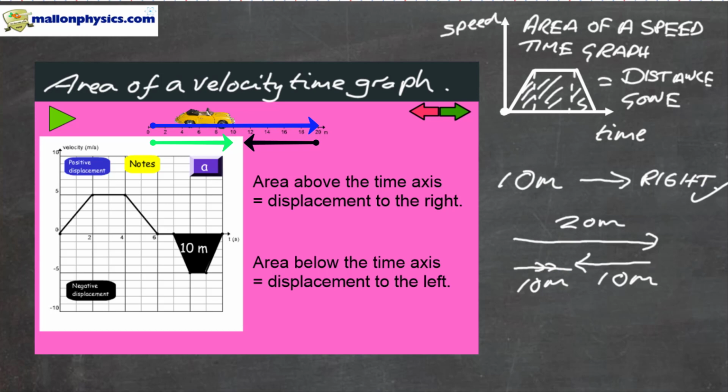So to find the resultant displacement of a car or an object from a velocity time graph, we've just got to look at the areas of the graph and have the top area representing the object to the right and the bottom area representing the object to the left. And as a rule of thumb, we just take the positive and take away the bottom area. So we'll have 20, take away 10, which is going to give us a resultant displacement of 10 meters to the right.